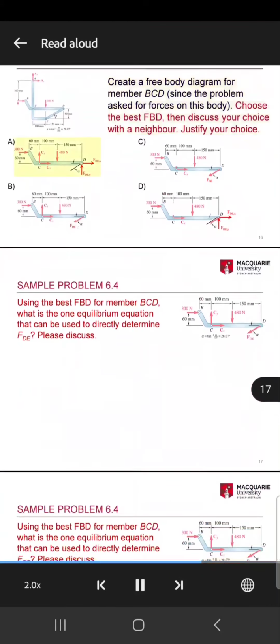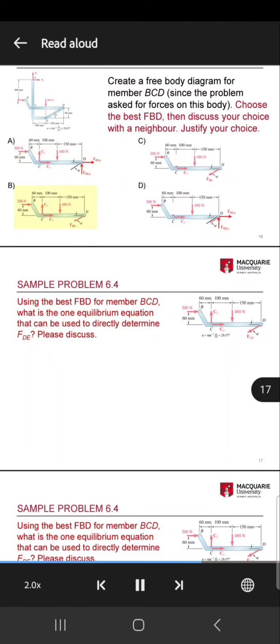Choose the best FBD, then compare your choice with a neighbor. Justify your choice. Top figure: free body diagram of the frame. Middle right figure: free body diagram of member BCD. Bottom left figure: free body diagram of member BCD. Bottom right figure: free body diagram of member BCD. A, B, C, D.